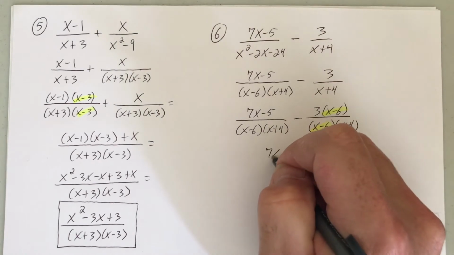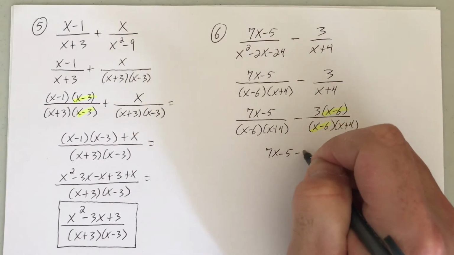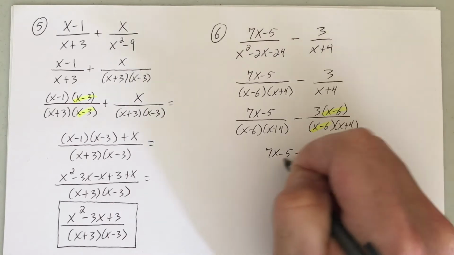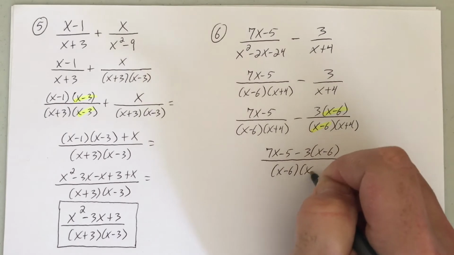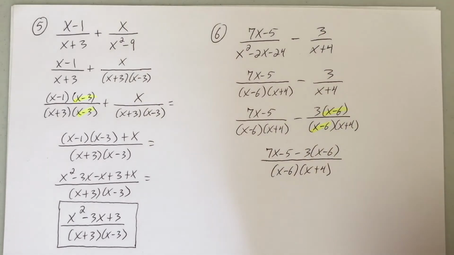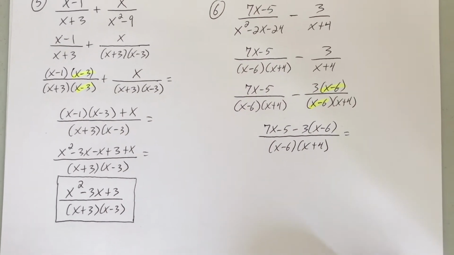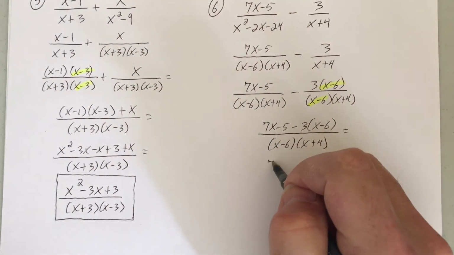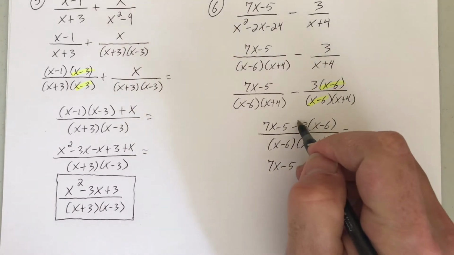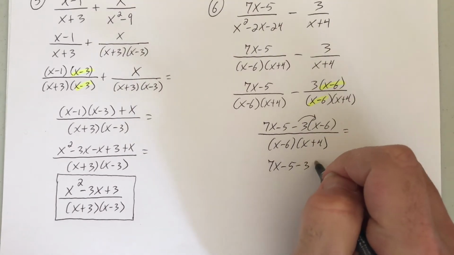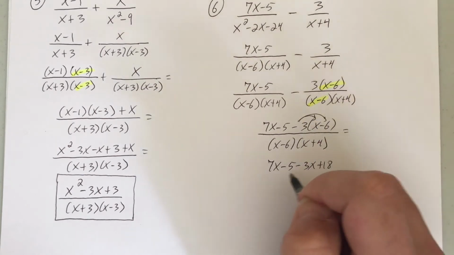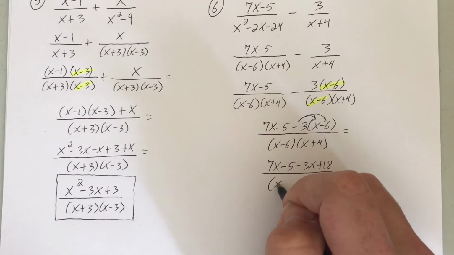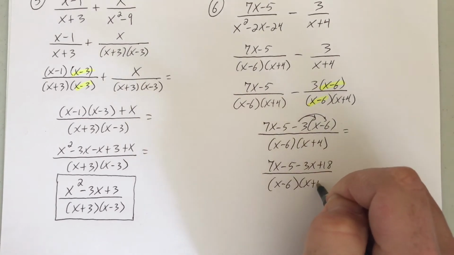So I have 7x minus 5 minus 3 times x minus 6, over x minus 6 times x plus 4. And now I'm going to go ahead and do the distributive property. So I have my 7x minus 5, and then negative 3 times x is minus 3x. Negative 3 times negative 6 is plus 18, all over the common denominator.